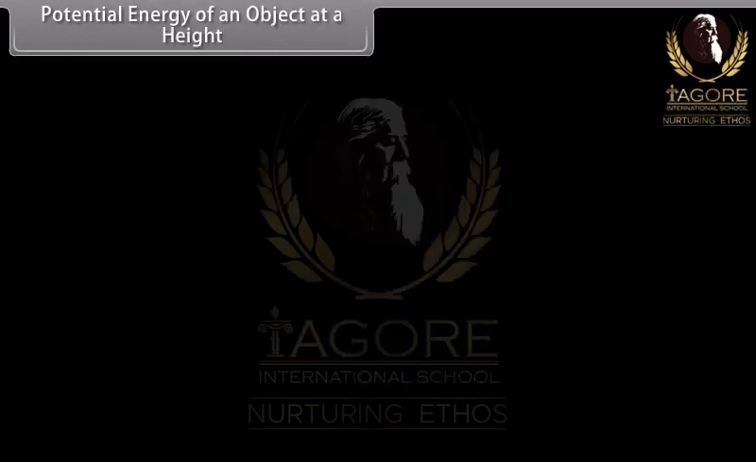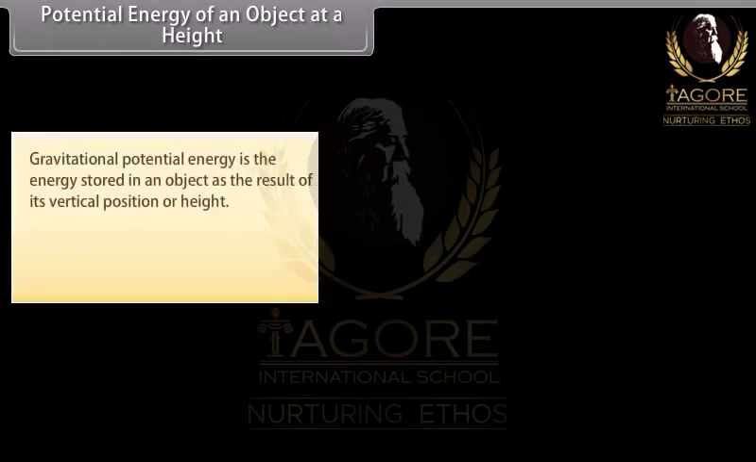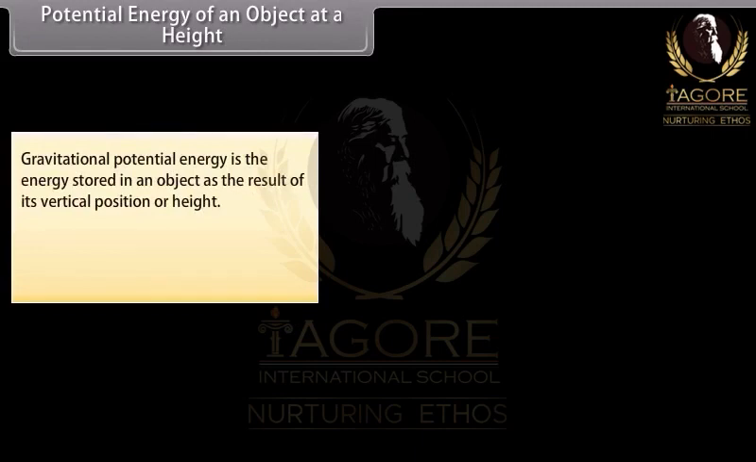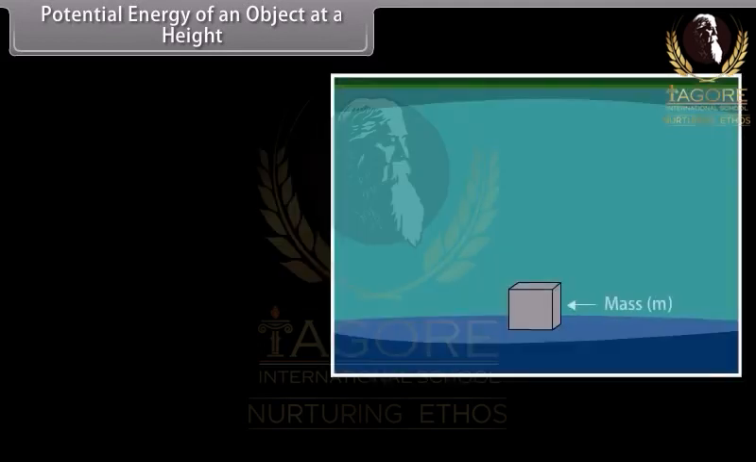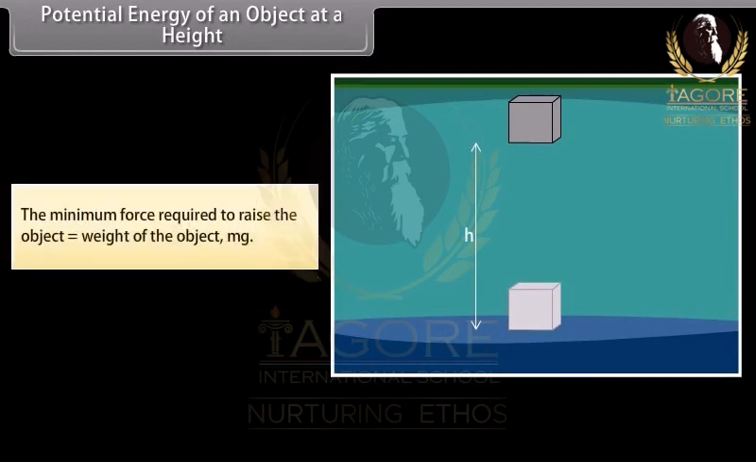Potential energy of an object at a height. Gravitational potential energy is the energy stored in an object as the result of its vertical position or height. Let's find out the expression for the gravitational potential energy of an object at a height. Consider an object of mass m. Let it be raised through a height h from the ground. A force is required to do this. The minimum force required to raise the object is equal to the weight of the object.